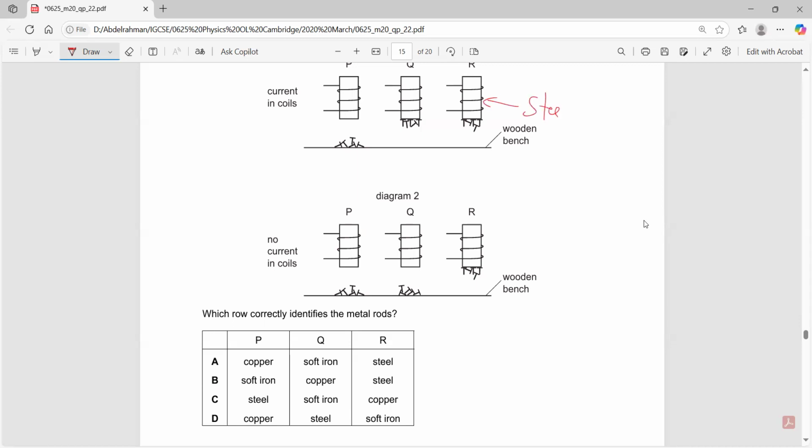R is steel. Q is iron. Why? Because it attracted and then it did not. And P is a non-magnetic material. So P is copper, Q is iron, R is steel. Okay?